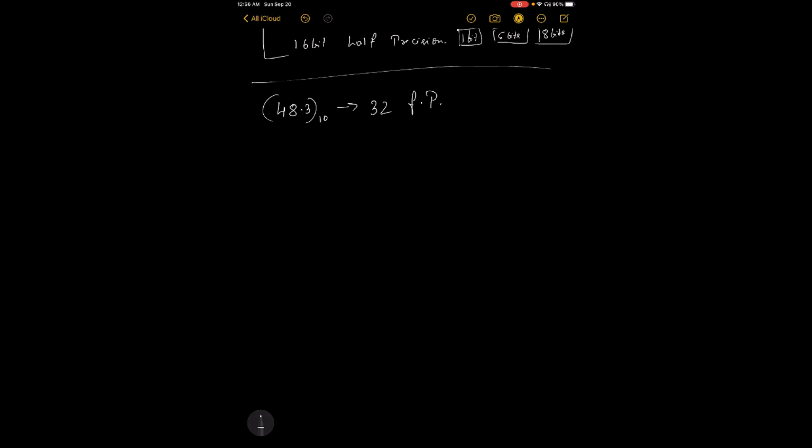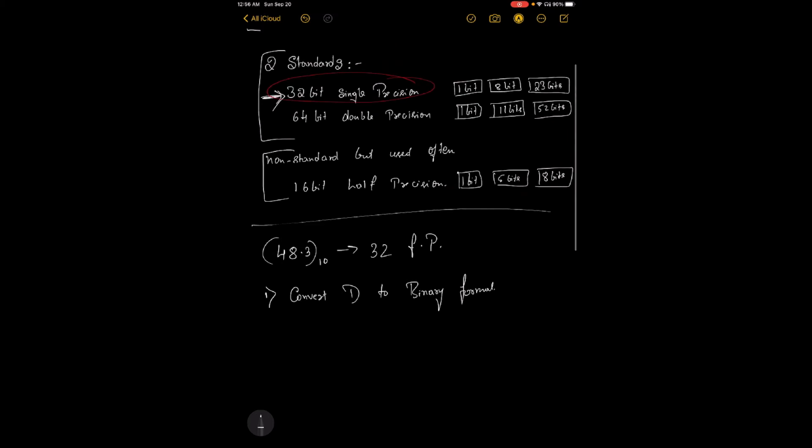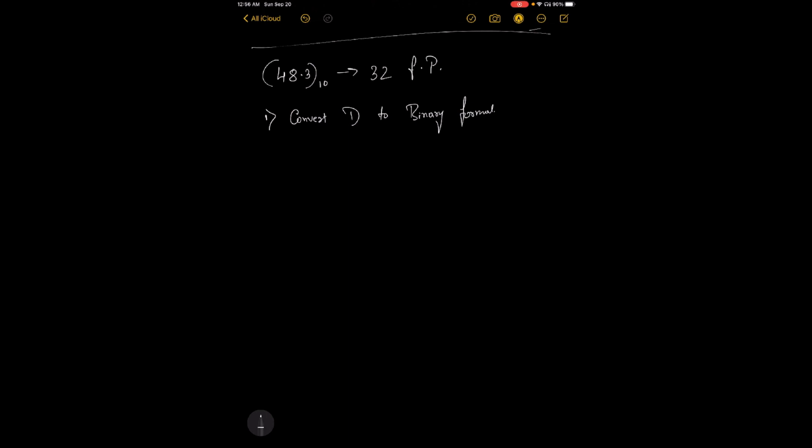To do that, the first step is to convert decimal to binary format. These are the standard steps. It doesn't really matter which standard you're converting to, 32-bit, 64-bit or 16-bit, because it's all about the representation. So let's start. The decimal number which I have taken is 48.3, so it has the integer part and the fraction part. We have to do two sets of conversion. First, let's convert 48, which is in decimal, to binary.